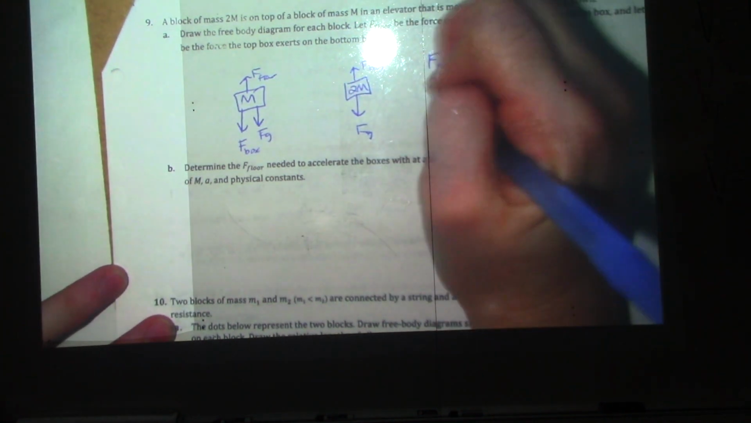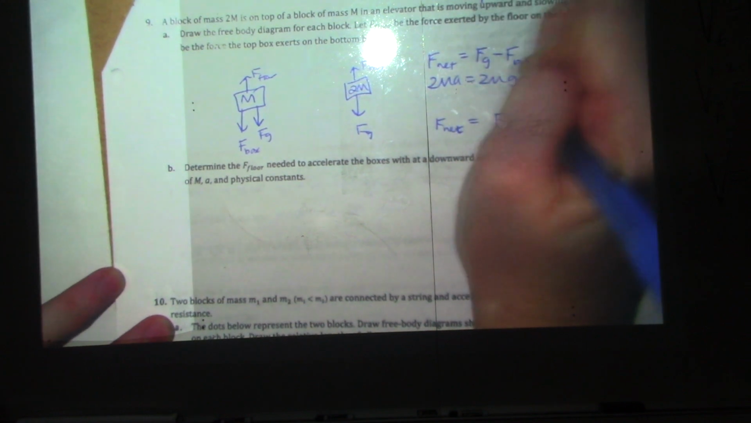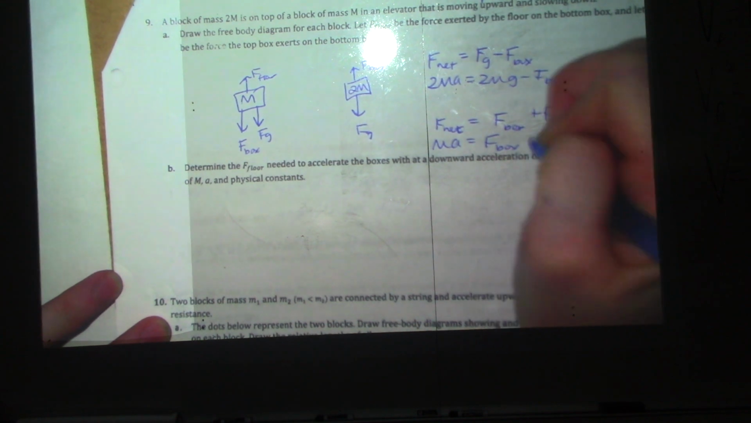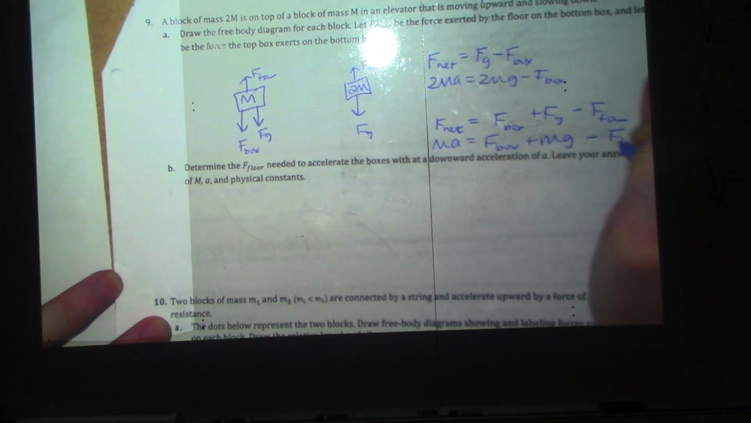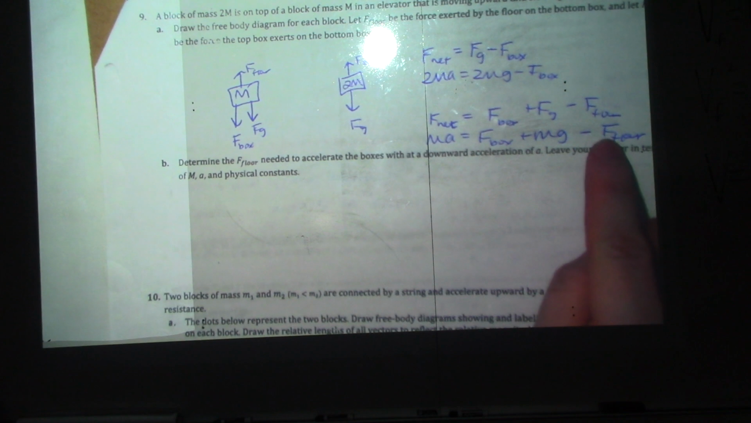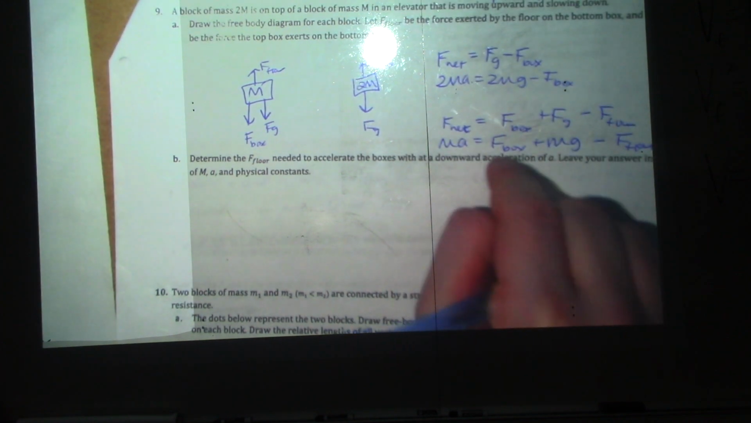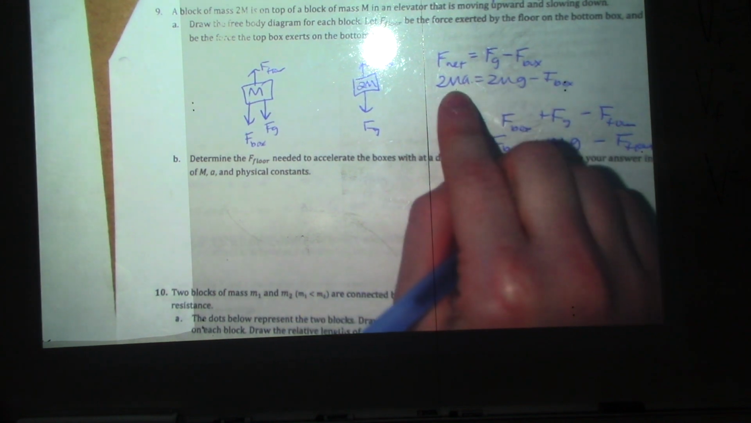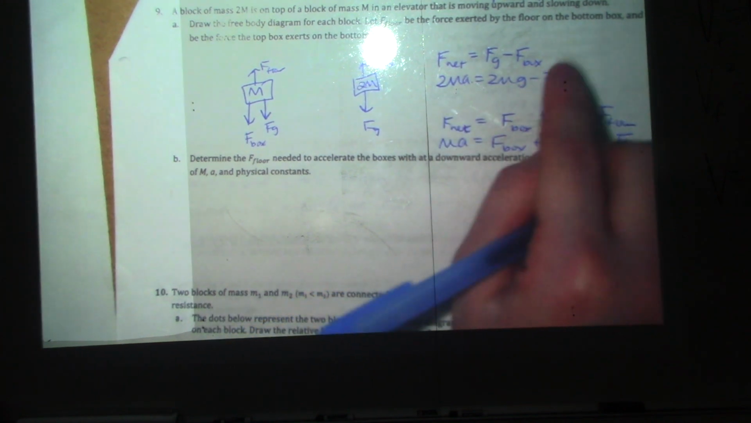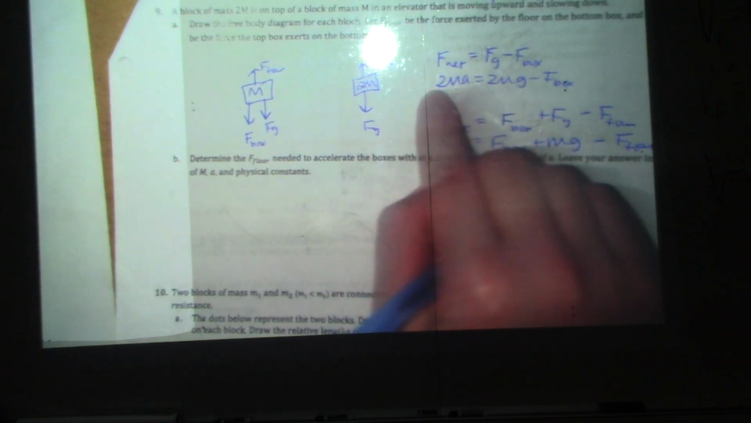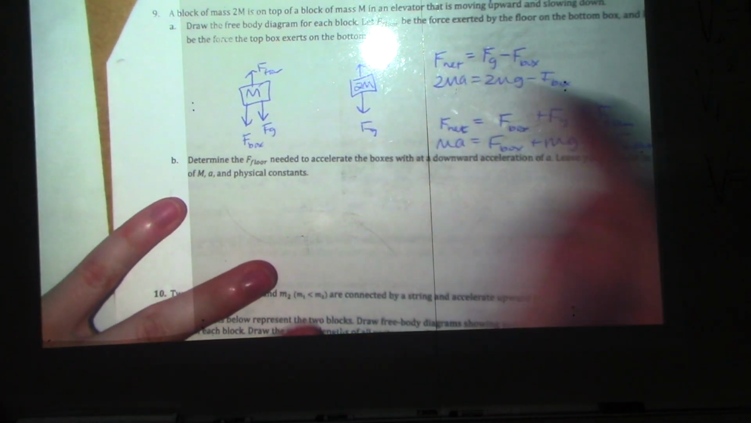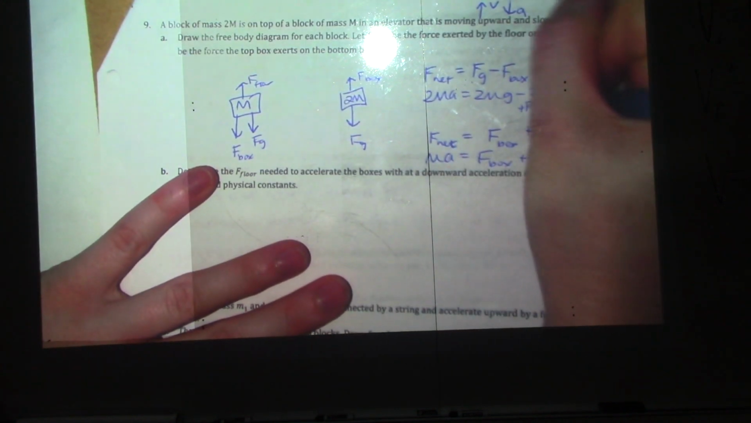Now we're going to replace. This one was my 2ma equals 2mg minus F box. This one is ma equals F box plus mg minus the floor. End goal is I want to find the floor, but first I would need to get the box by itself. Two ways to get box by itself. You can subtract this one over, but that's what negative F box is, and then you would have to divide by negative, so flip the signs. That is totally valid. What I did is, because some people get confused with flipping the signs, I just added F box over here.